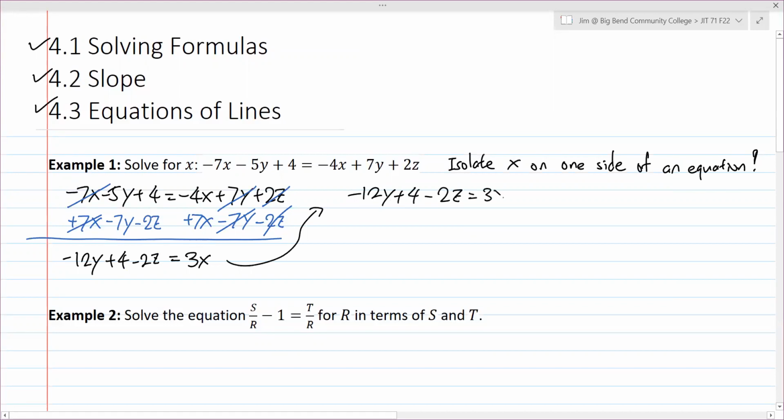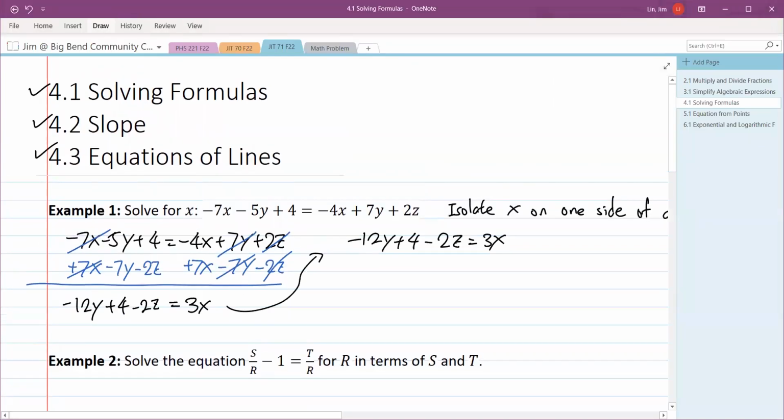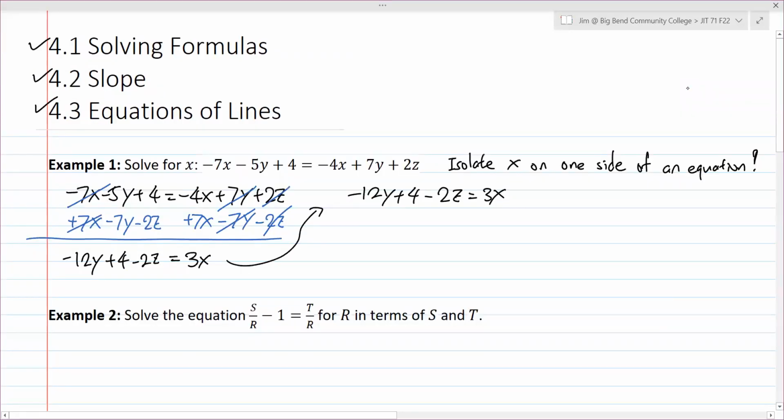So I'll let you pause the video and think about what to do next, right? Make you think, and that's how I make you improve. So let's do it. And assume that you have paused the video. I trust you, and then let's move on.